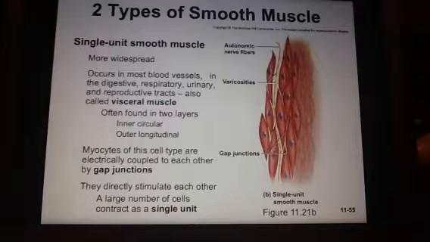And then a single unit smooth muscle is more widespread. This is what we see in most blood vessels, the digestive, respiratory, urinary, and reproductive tracts. So the myocytes here are coupled together with each other by gap junctions. So they directly stimulate each other. And so a large number of cells contract as a single unit.